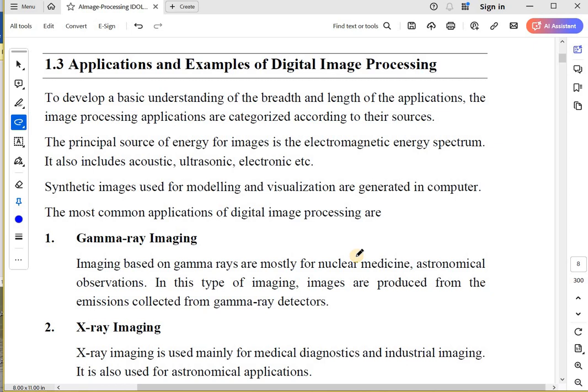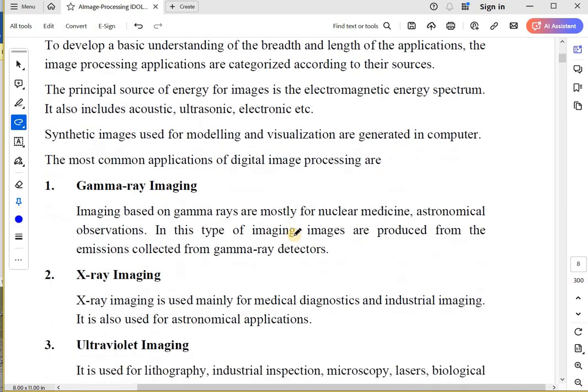You have to understand that the sources of energy that we have in our image is across the different electromagnetic energy spectrum. So what is this electromagnetic energy spectrum? Right from your gamma rays to your X-rays to your visible light, we have different things in the electromagnetic spectrum. So with respect to this, what are the applications in digital image processing?